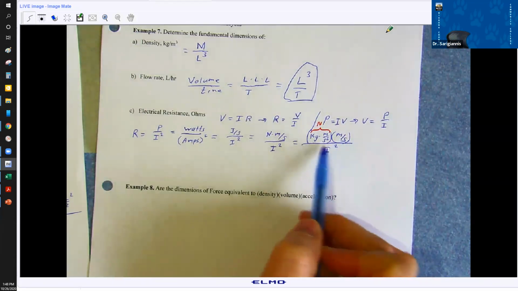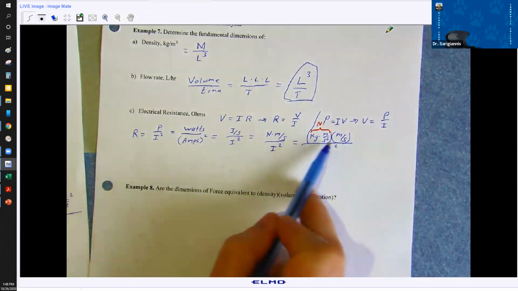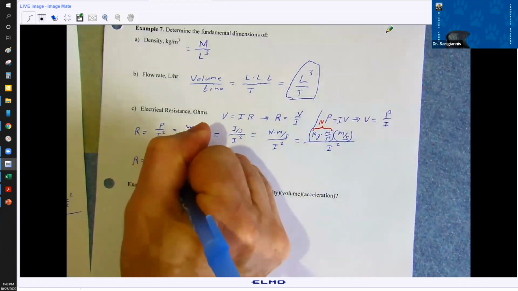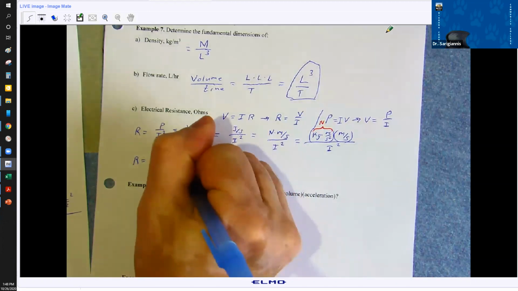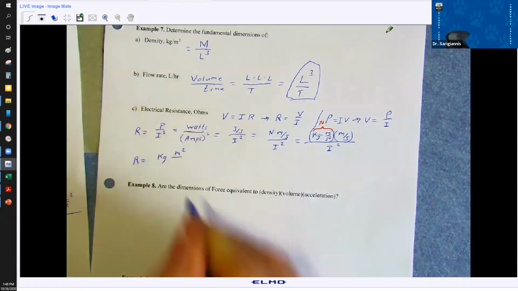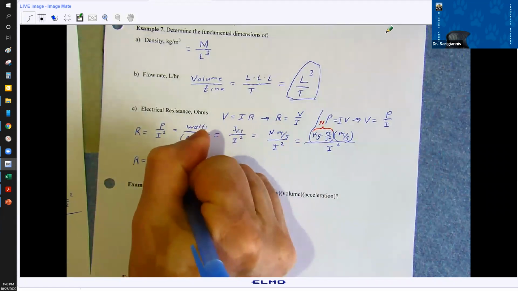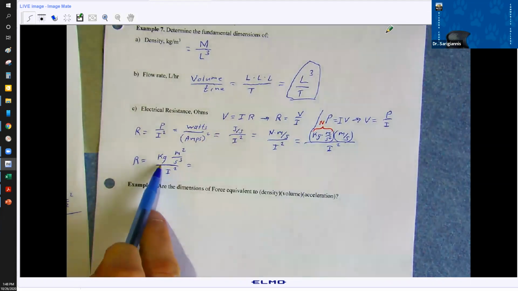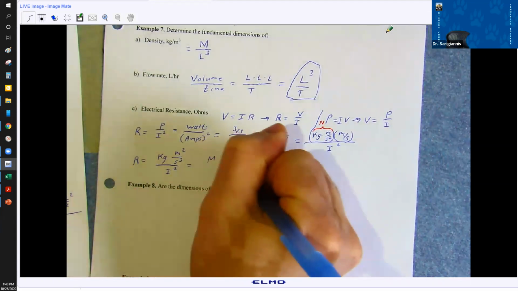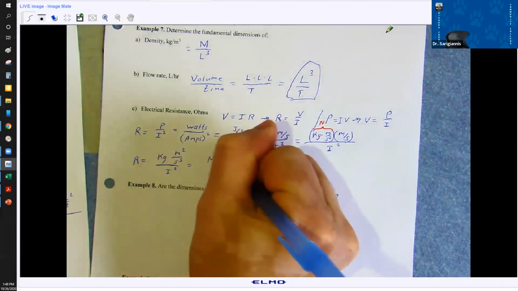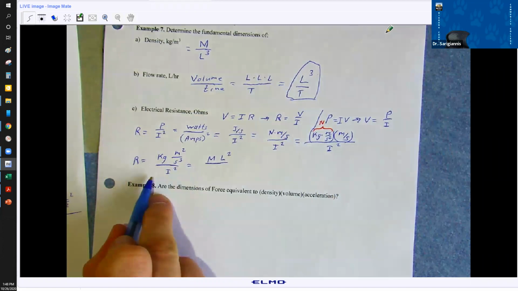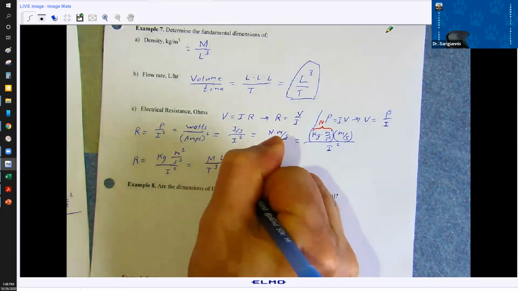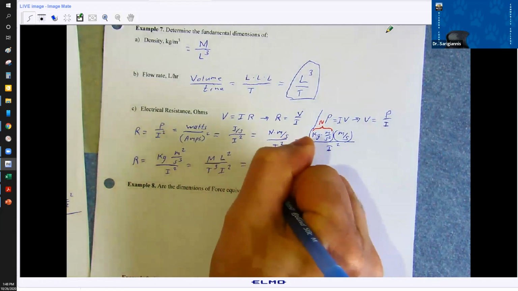What I can do now is combine things and see what I get. I'm going to combine this first. R is going to equal, I've got kilograms, I've got meters squared, and I've got seconds cubed all over I squared. So now I've got mass, I've got length squared. I'm going to bring my time down to the bottom. And I've got current squared. So this is resistance.